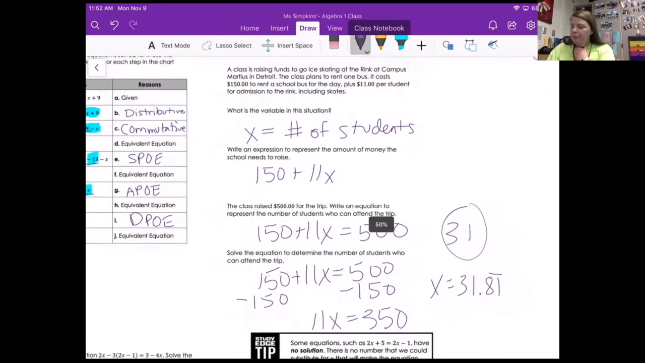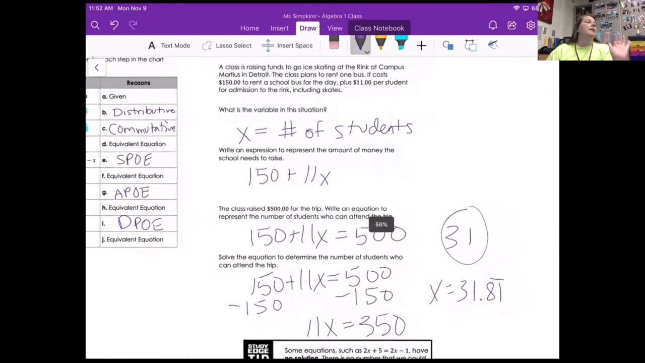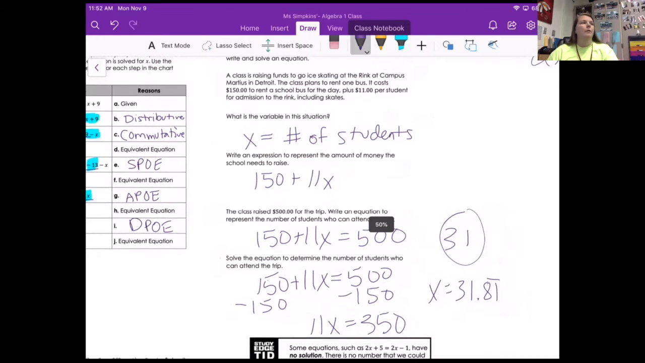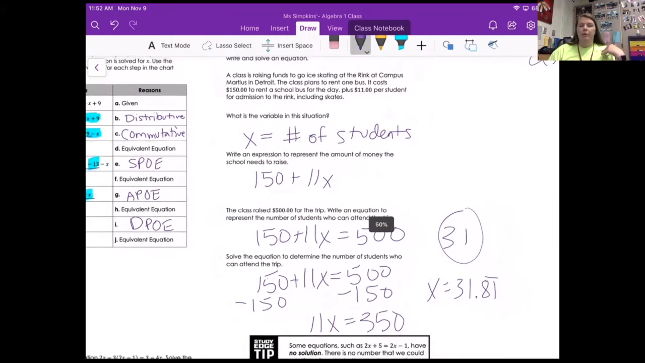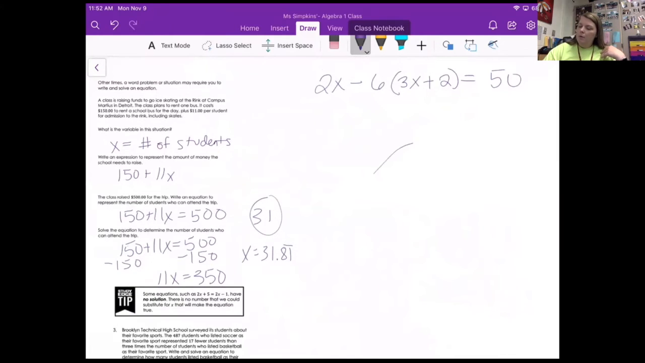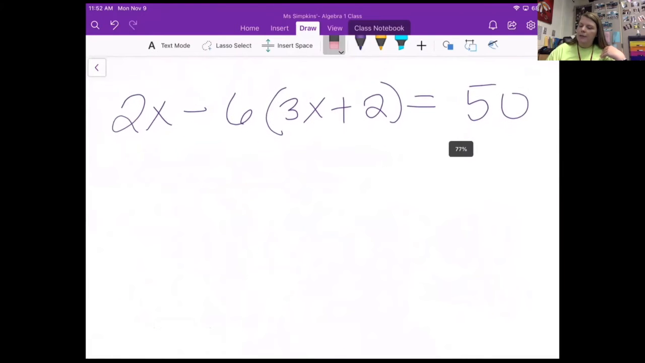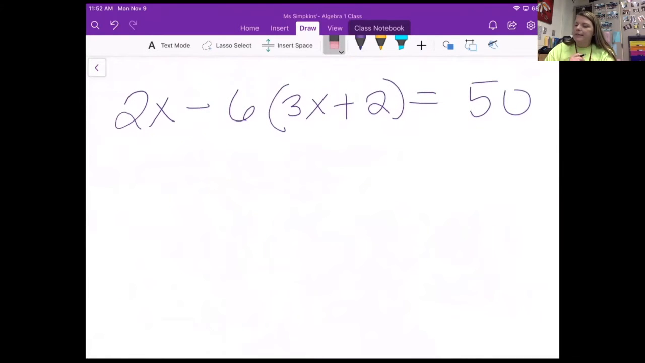Good. Okay, we're going to look at a problem that's not necessarily in the book. So if you want to write it on a sheet of paper, or somewhere in extra space in the book, I don't really care, whatever is better for you. So go ahead and write down this problem. It says 2x minus 6(3x plus 2) equals 50.